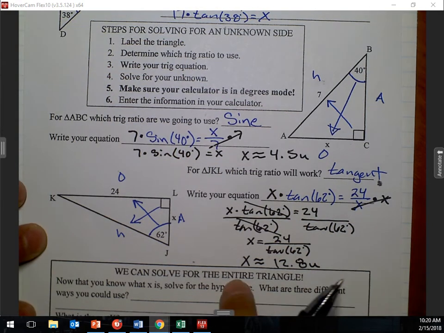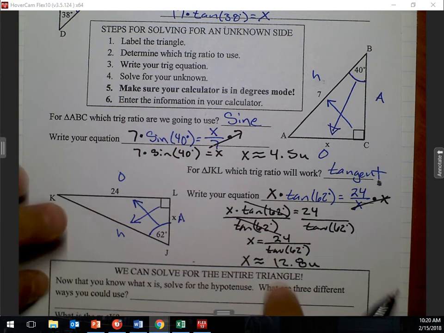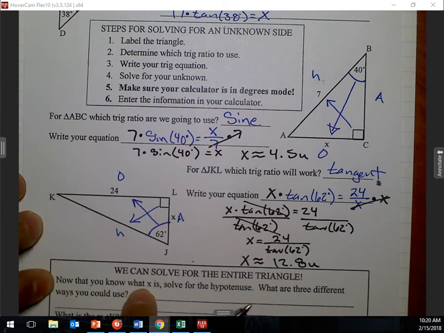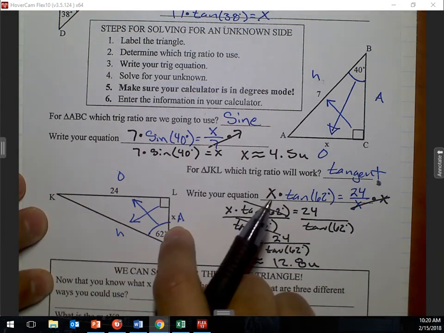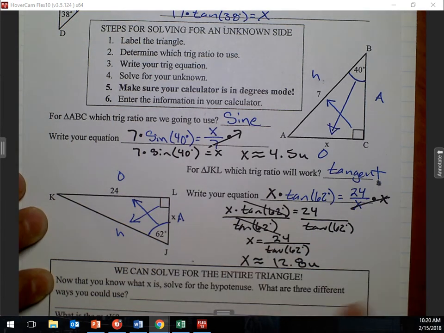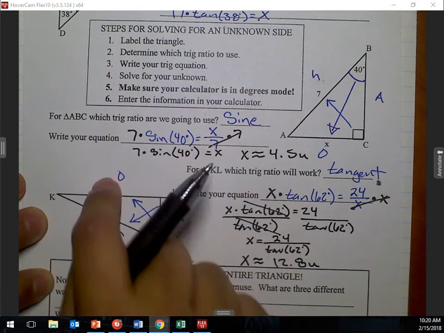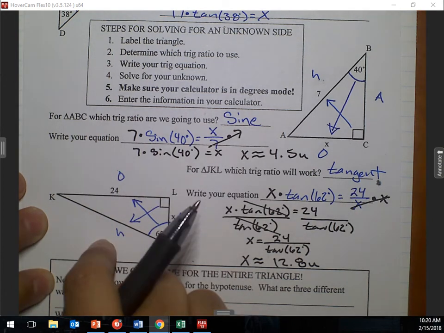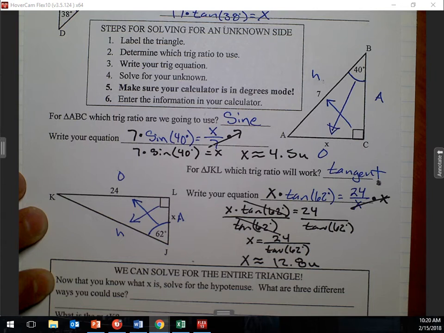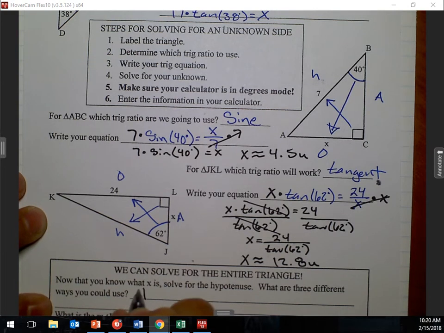We can solve the entire triangle. So, now that you know what x is, solve for the hypotenuse. Now, if I know that this piece right here is going to be 12.8, okay, if I know two sides of a right triangle, I would use what to solve for the third? Very good, Pythagorean theorem.